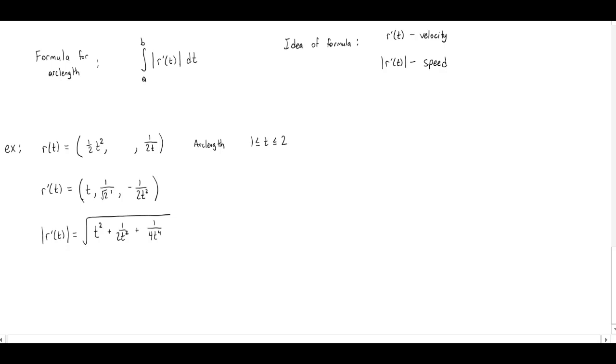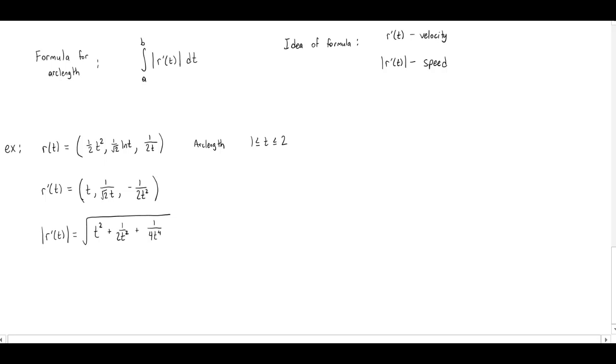Which then means that here I would need the antiderivative of that, which would be this. Okay? Alright, so let's just start from the beginning again. If this is what I have for my parameterization, we compute the derivatives of each component. And then we compute the magnitude of the derivative vector.